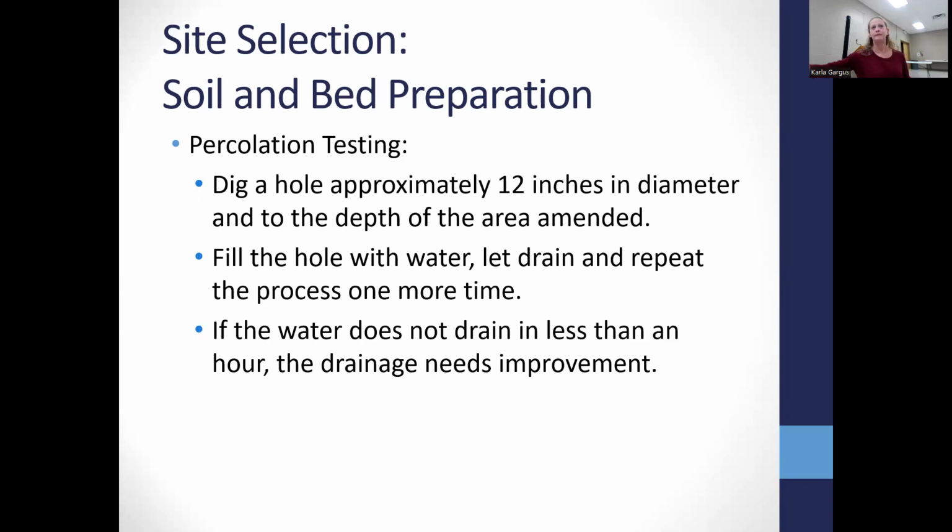Is the soil drying on that, right? Yeah, just do it when it's at an average, when the soil's not really wet, not dried out.